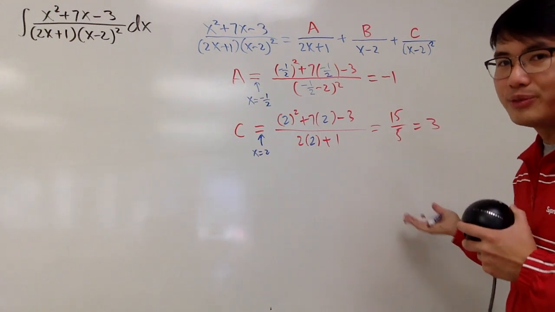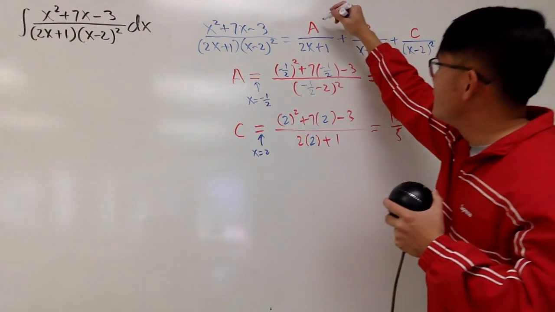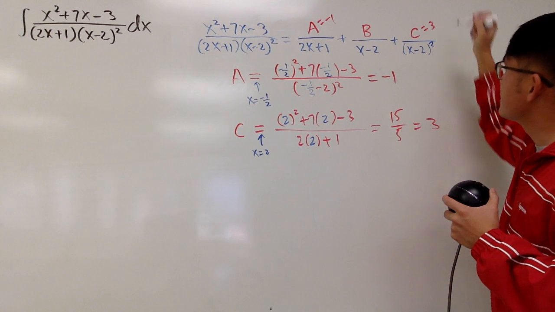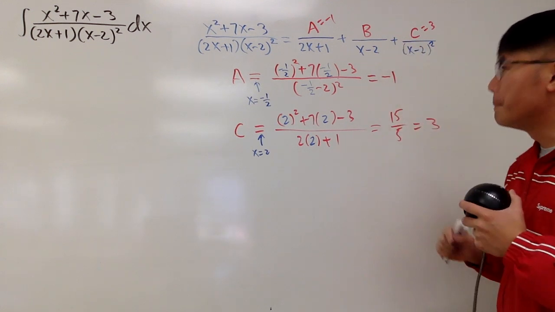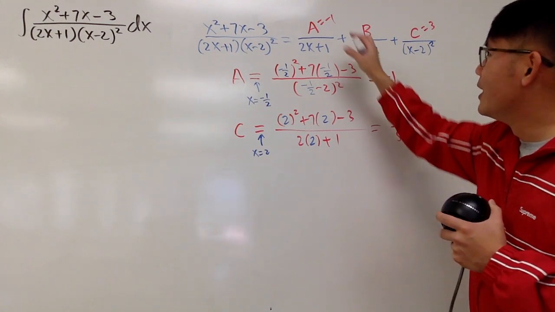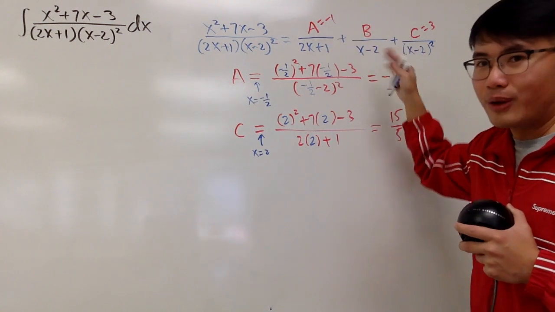Right, so C is 3. Now, A is -1, and then C is 3, like this. And we have to find out what B is. And to do so, as you can see, B is the only unknown left.